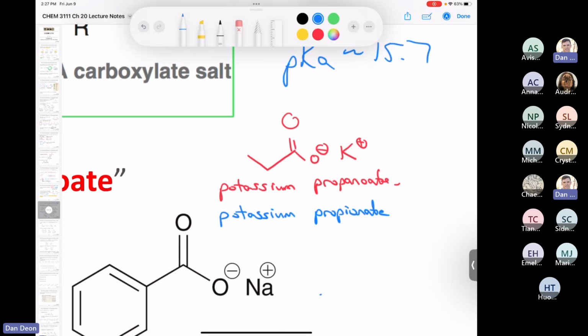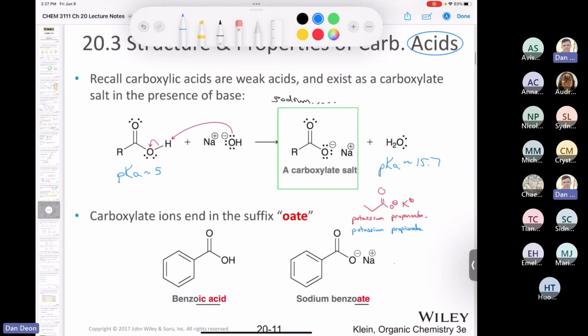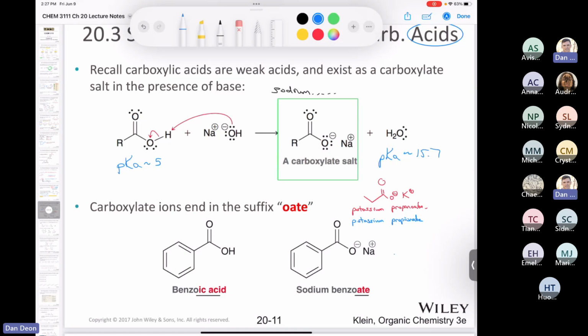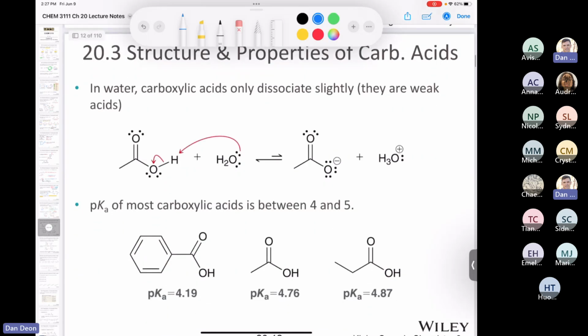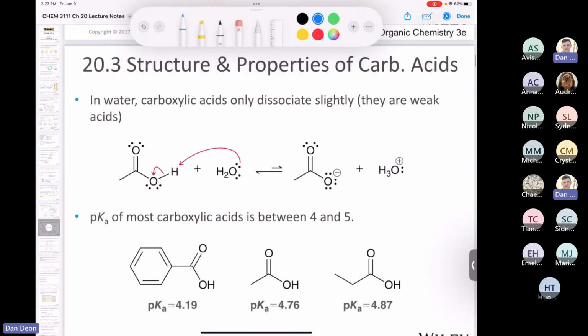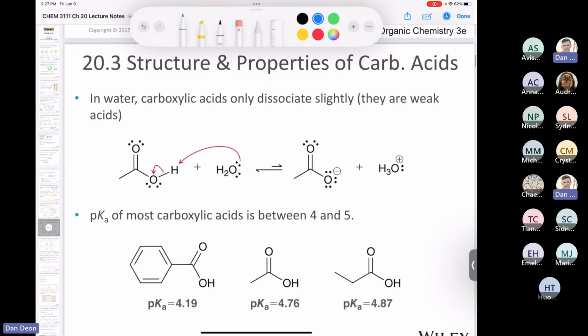So you name the cation first, and then you replace the suffix with "ate" or "oate." So "ic acid" with "ate" or "oic acid" with "oate." All right, so let's see here. In a carboxylic acid in water, what's going to happen with it? Well, when you put a carboxylic acid in water, it's only going to dissociate slightly. If you remember acetic acid, that only dissociates about 5%.